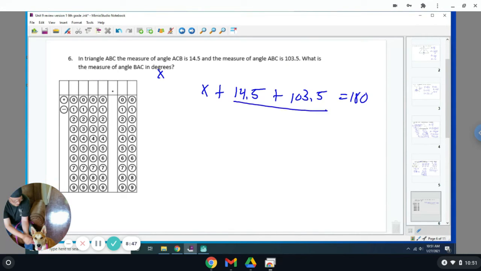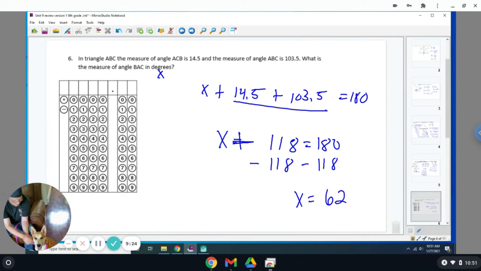So I'm going to add these two together. Whoops, I don't know why I said equals. Plus 118. Forgot to carry my 1. Is equal to 180. And then what you're going to do is 180 minus 118. And you get x equals 62 degrees.